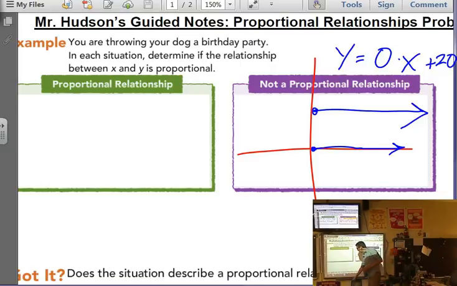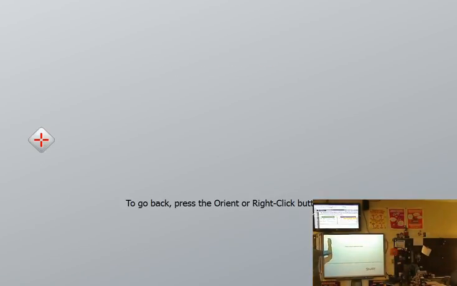What is wrong with my smartboard today? It's having a bad day. It just keeps throwing itself off. Tuesday.